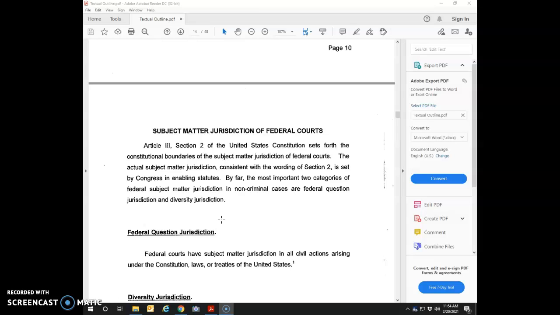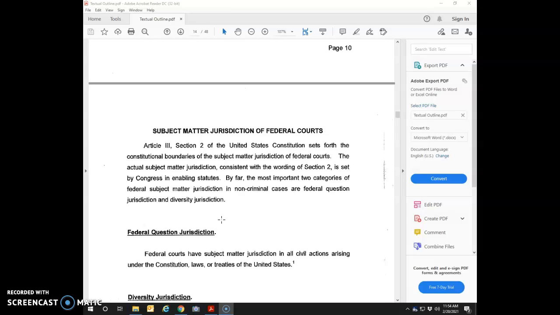When we talk about state law, two areas that are commonly the object of a lawsuit would be the law of torts and the law of contracts.